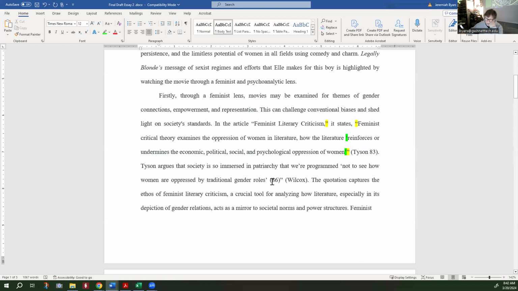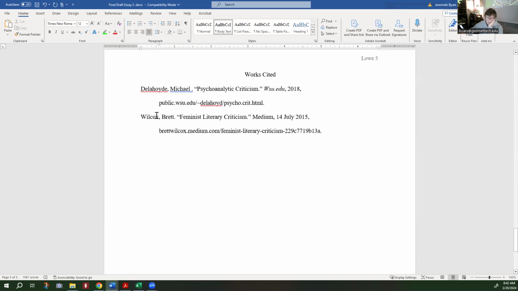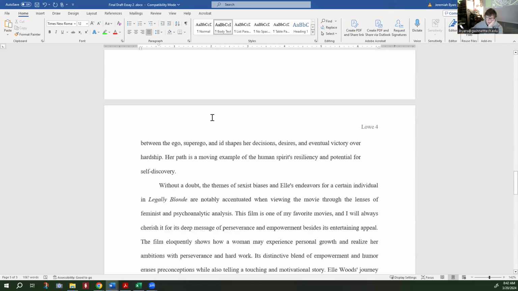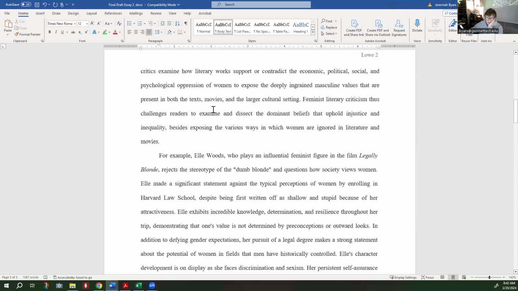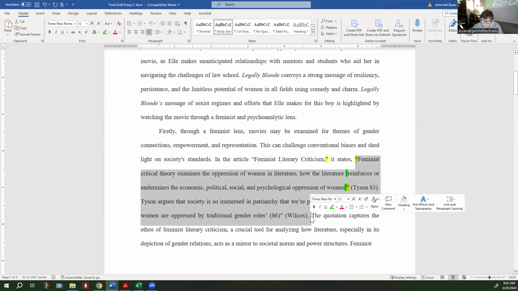Okay, I'm sorry. Maybe I see here. So this is a quote. Okay, I guess I'm all wrong here. Let's go down here to the works cited page. Wilcox. Okay. So apparently here, I'm wrong. The quote actually doesn't end there. It ends here. This is all one big giant quote.